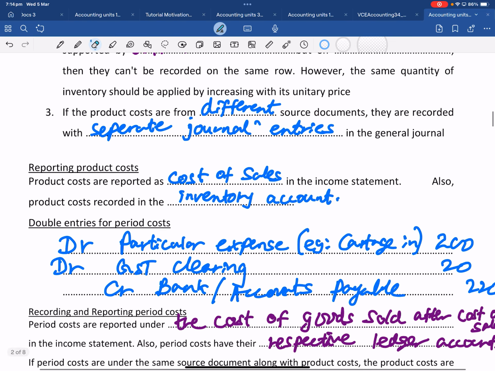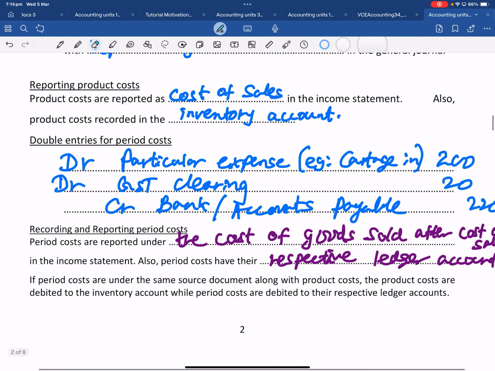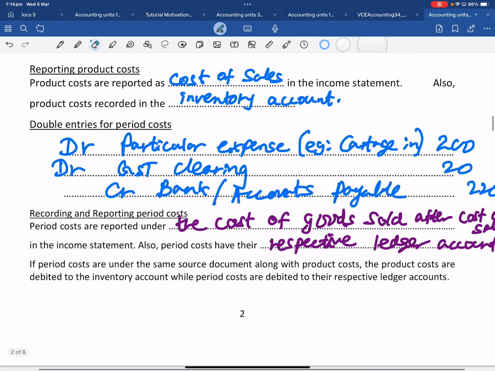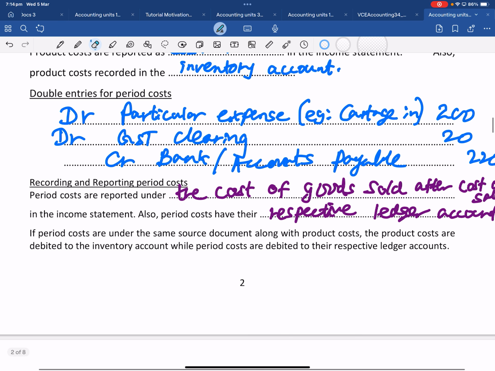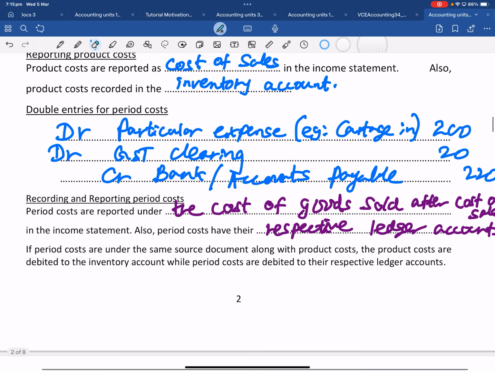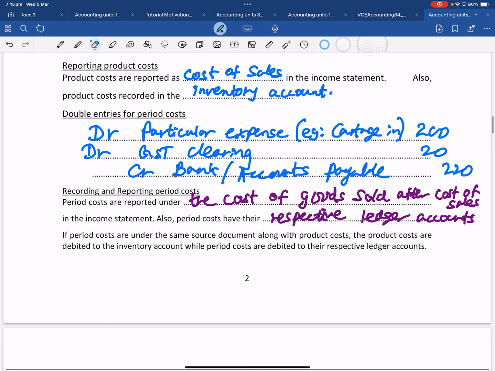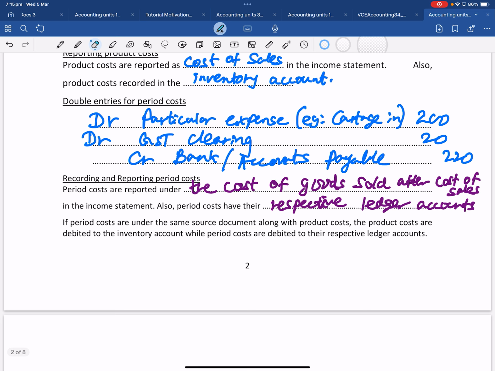Right. Now, how do we report it? We report the product cost under the cost of sales. Why? Because inventory is the one that is converted to the cost of sales when we sold. So then product cost will be reported as cost of sales. Then also it is recorded in the inventory account. Right. So now we are done with the product cost.